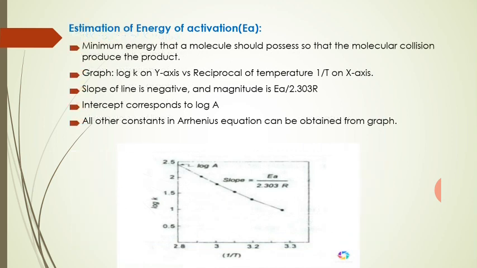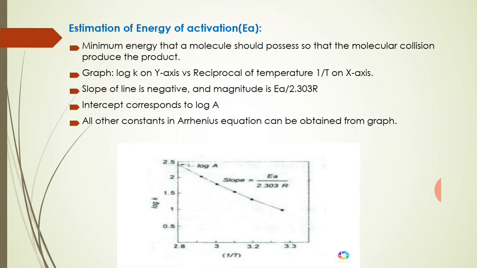So next are the steps involved in the estimation of energy of activation, that is Ea. So what is the energy of activation? Energy of activation is defined as the minimum energy that a molecule should possess so that the molecular collision produces the product. So the more the activation energy, the more stable is the product, and it is estimated by plotting the graph between log K on the y-axis versus the reciprocal of temperature, that is 1/T, on the x-axis.